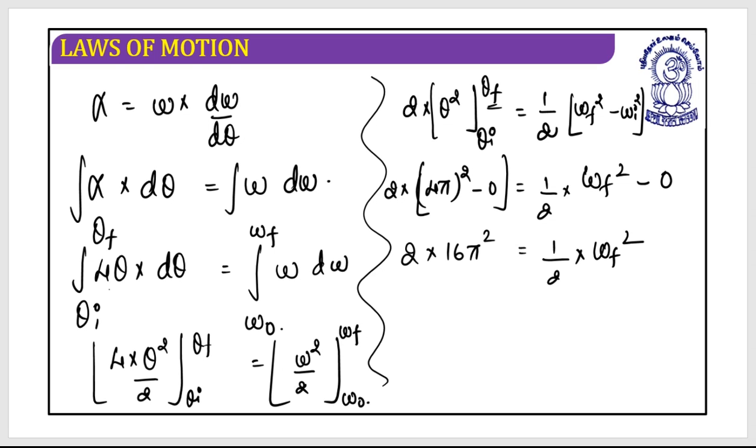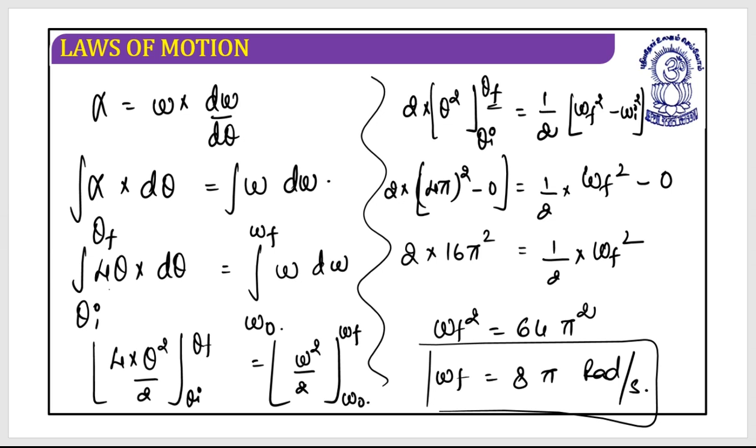So this is 2 2s are 4, 4 into 16s are, so omega f square is 4 into 16, it's 64 pi square, and omega final would be 8 pi radian per second. I hope this is clear. Is it clear? Yes, a very good question.